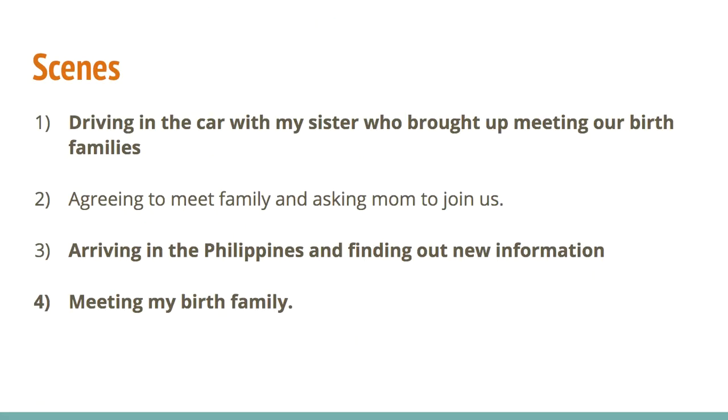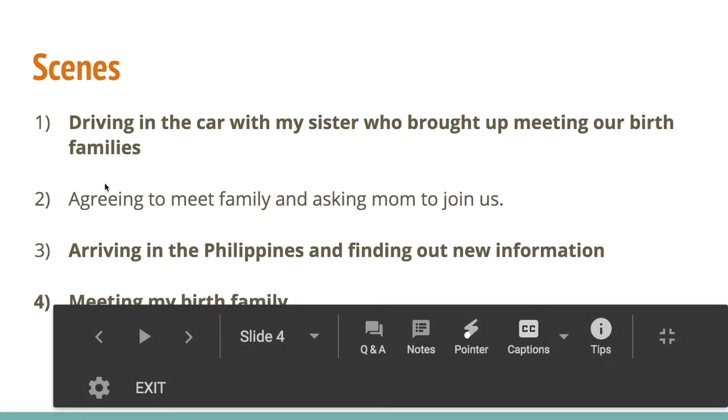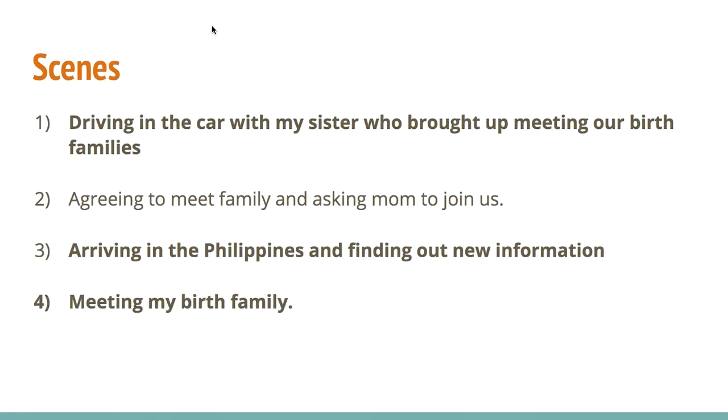So, one of the lessons that we had done 2 weeks ago was to think about the different scenes that we were going to be writing about. So, scene 4 says, I'm meeting my birth family. However, it's not the only thing that I'm writing about. I'm writing about the scenes that led up to it. So, the first scene I talk about is when I was driving in the car with my sister, who brought up meeting our birth family. Then the next scene is me agreeing to meet the birth family and asking our mom to join us. Then the third scene is arriving in the Philippines and finding out new information. And then the last scene, scene 4, is meeting my birth family.